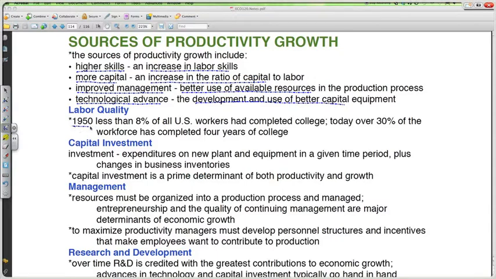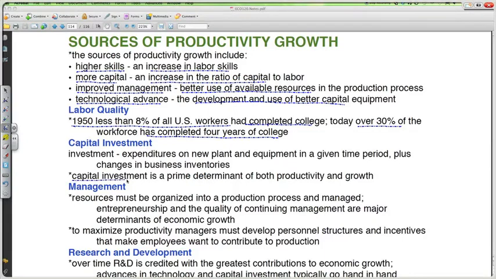In 1950, less than 8% of all U.S. workers had completed college. Now, over 30% have completed four years of college. You go to school so that you can get your degree, and then once you come out of it, you have your diploma and you say, look, I'm this much smarter now. My quality as a labor resource has increased.